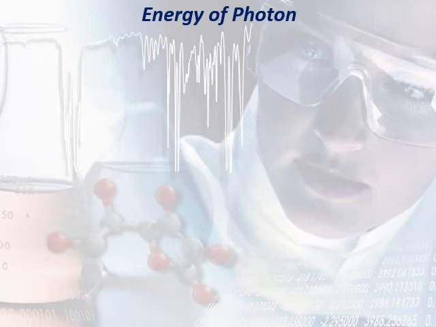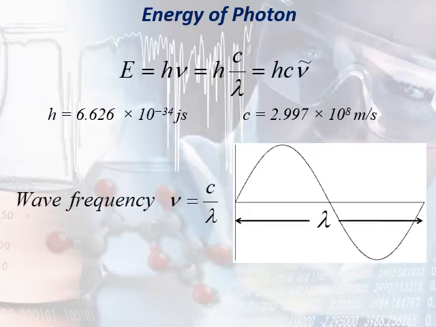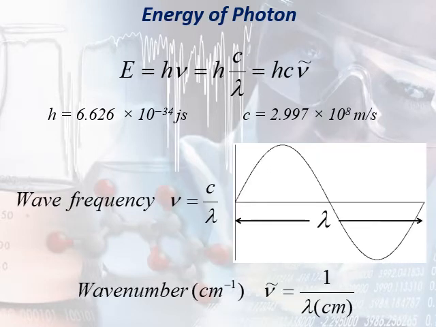A photon is the smallest quantum unit of light or electromagnetic radiation. The energy of a photon can be written in terms of frequency, wavelength and wave number. h is the universal constant named the Planck constant and c is the velocity of light. Wave number is the inverse of lambda in centimeters. Most of the vibrational and rotational spectra are represented in wave numbers.